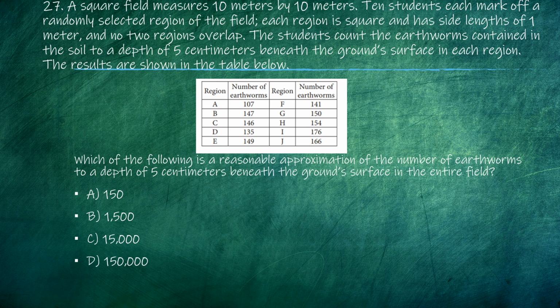The answer is C. To better solve this question, it is easier to visualize. So we have a field of 10 meters by 10 meters, and there are 10 students. Each student randomly selects a square that is 1 meter by 1 meter. So they're random, and no two of these regions overlap.